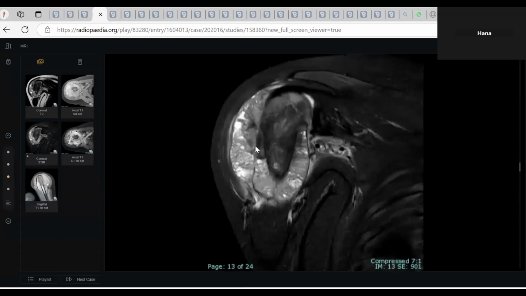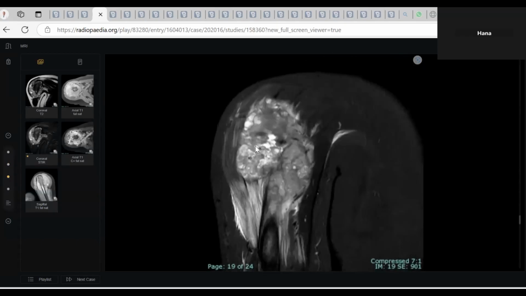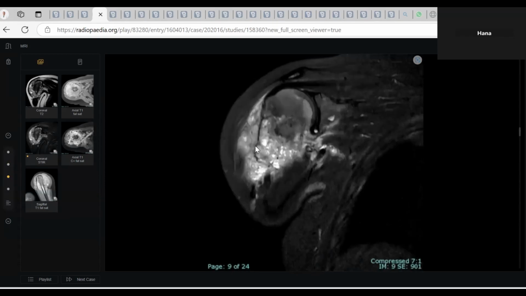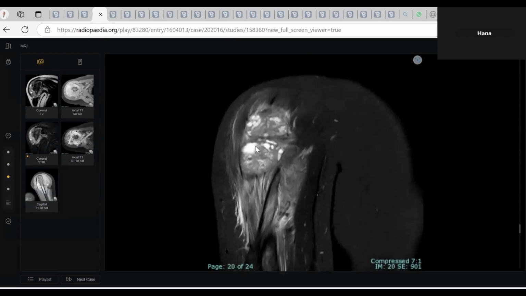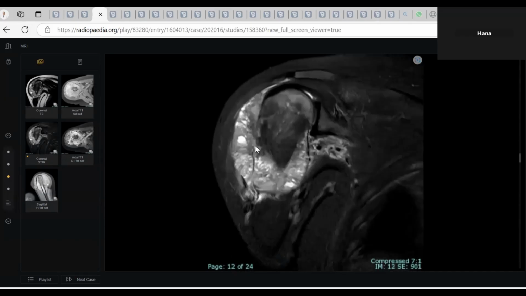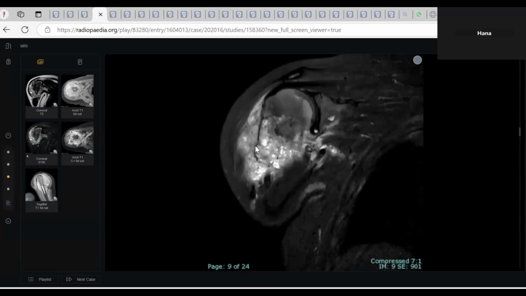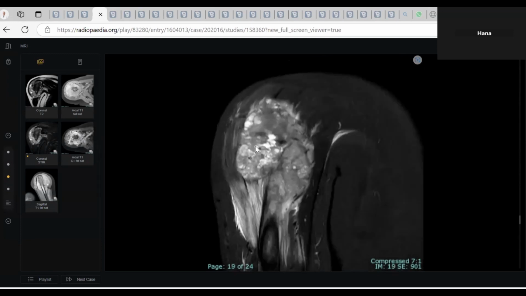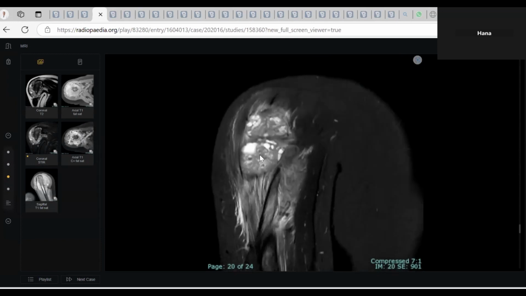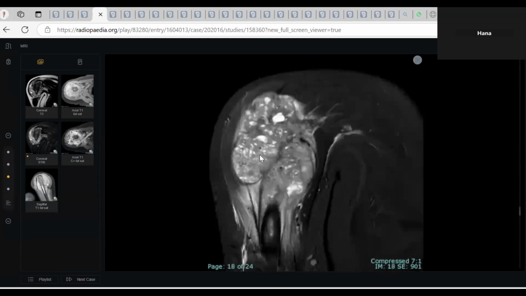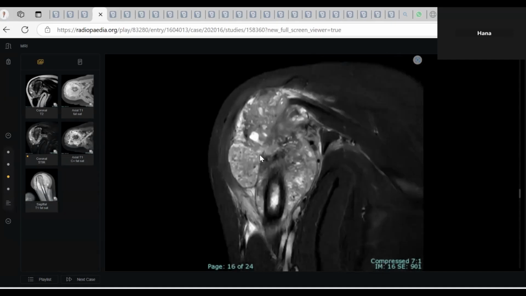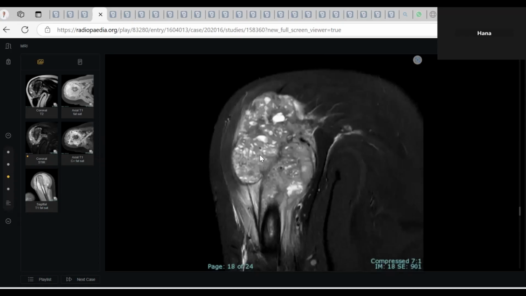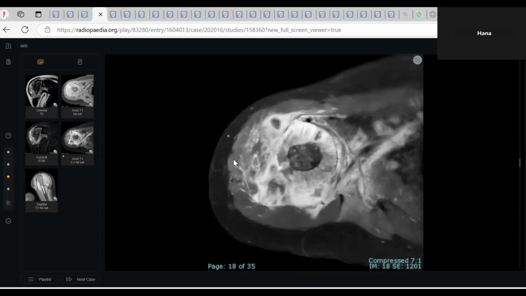This is MRI. In the MRI of the shoulder, I'm presented with the coronal section of MRI of the shoulder in T2 fat-sat sequence, showing a large heterogeneous signal intensity soft tissue lesion encasing the upper part of the humerus, involving the humeral epiphysis, metaphysis, and the proximal shaft.